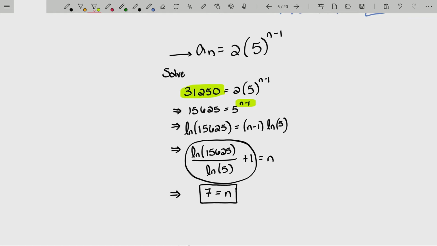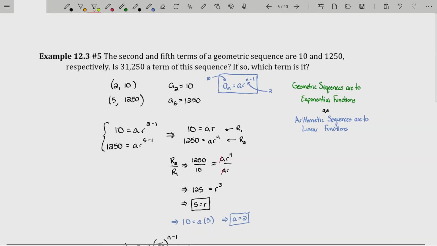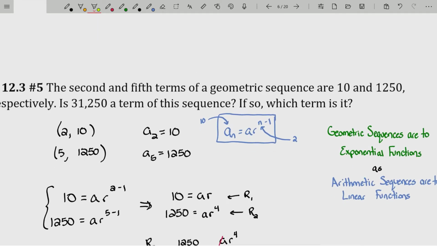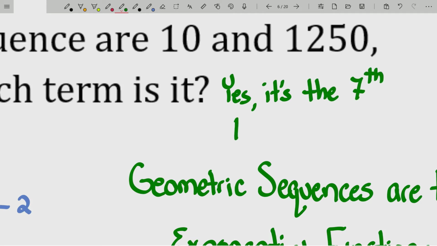The 7th term of this geometric sequence will be 31,250. So the answer to the original question, is that a term of this sequence? If so, which term is it? The answer to that is, heck yeah. Yes, it's the 7th term. And this is important to note.